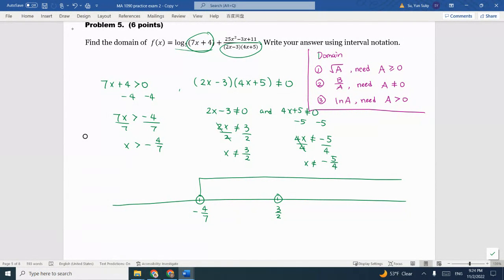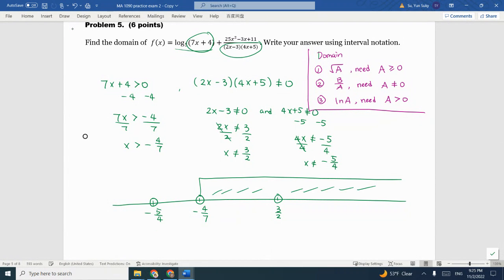Negative 5 over 4. Negative 5 over 4 is less than negative 4 over 7. By the way, if you don't know whether that number is bigger or smaller, you can type into your calculator and then you get decimals. Then you realize, oh, this number is bigger than minus 1. This number is smaller than minus 1. So the negative 5 over 4 is on the left-hand side of negative 4 over 7. And then x cannot be that number, so we put an open circle.